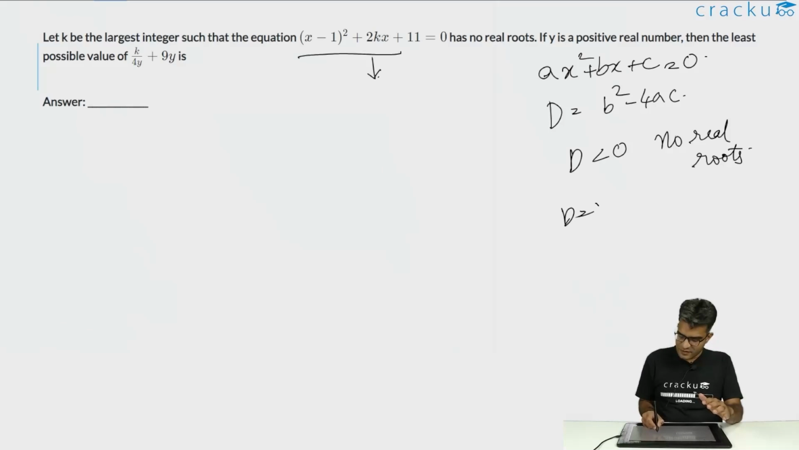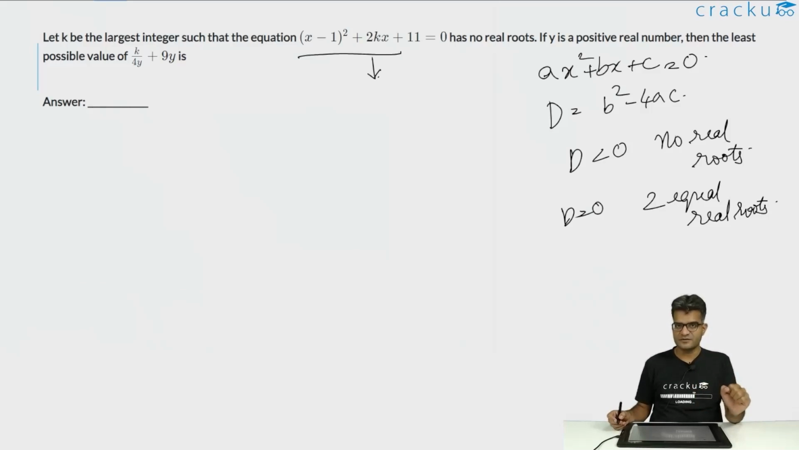If d is equal to 0, it has two equal roots, that is both the roots are real and equal to each other. It is basically a perfect square, which is of the form x minus a whole square is equal to 0. If d is greater than 0, it will have two distinct real roots.